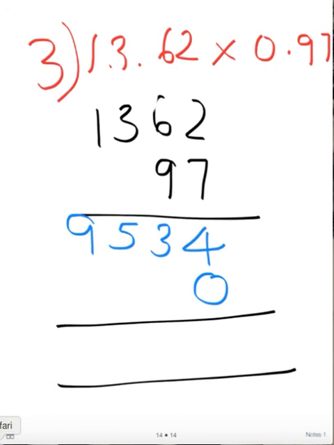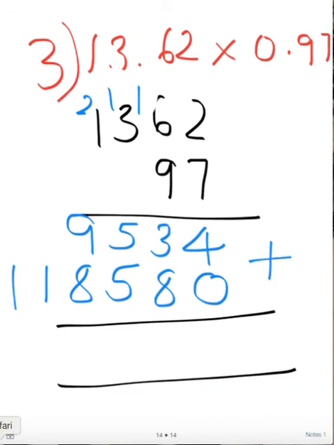9 times 2 is 18. Put the 8 down, carry the 1. 9 times 6 is 54. Plus the 1 is 55. So put the 5 down, carry the 1. 9 times 3 is 27. And 27 plus 1 is 28. So put the 8 down, carry the 2. 9 times 1 is 9, plus 2 is 11. And I write my 11 because there's no other number.